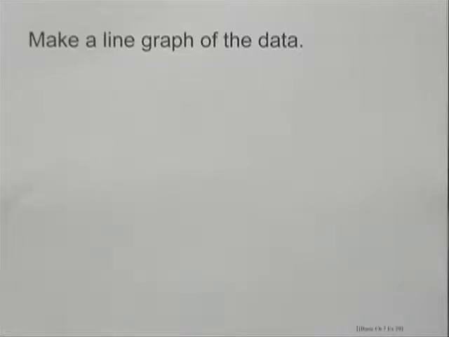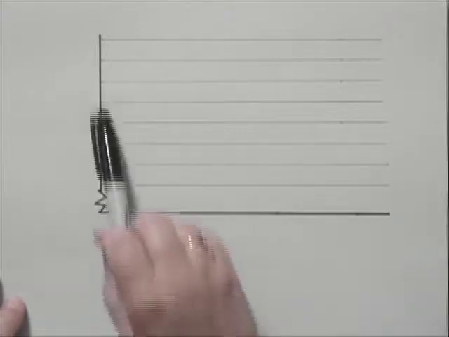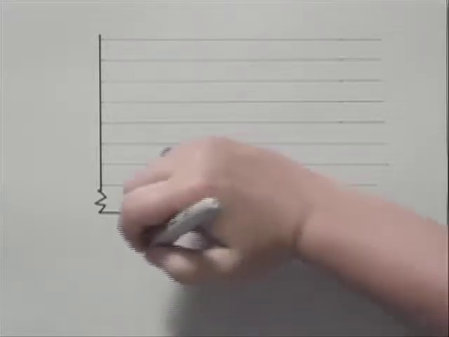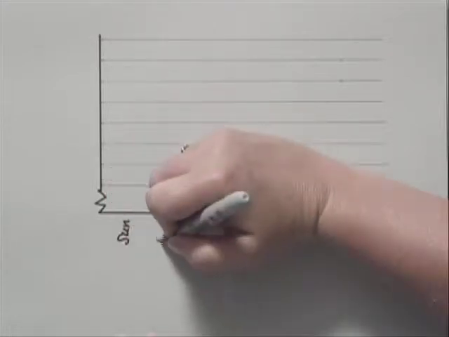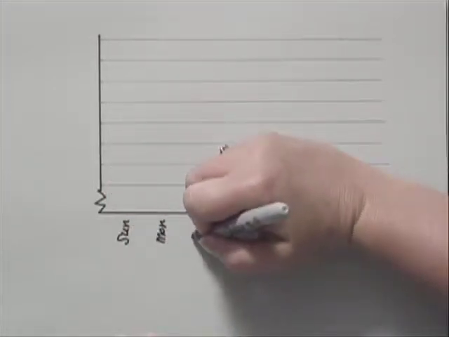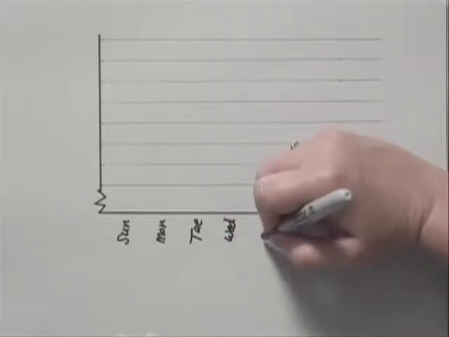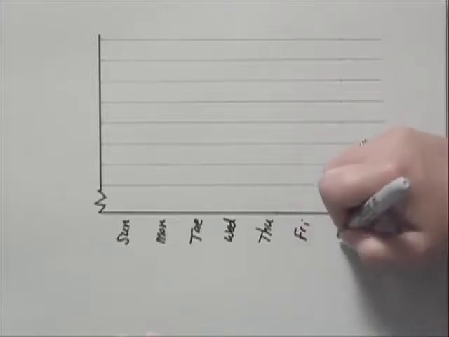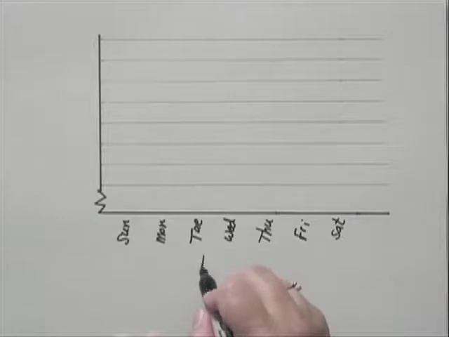To do that, we begin with drawing a horizontal line and a vertical line, and along the horizontal line, we're going to list the days of the week. We have, I'll abbreviate them, Sunday, Monday, Tuesday, Wednesday, Thursday, Friday, and Saturday. And we can label this day.